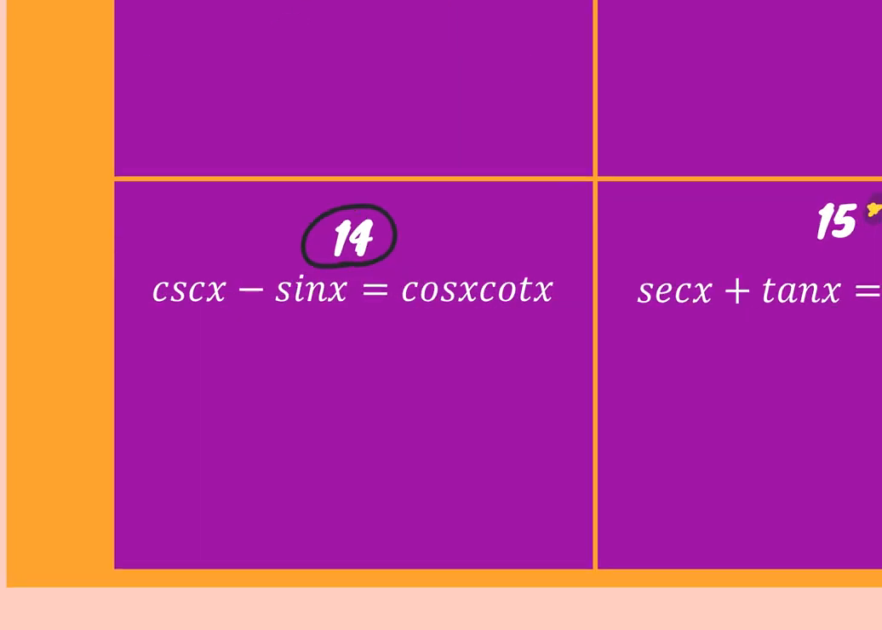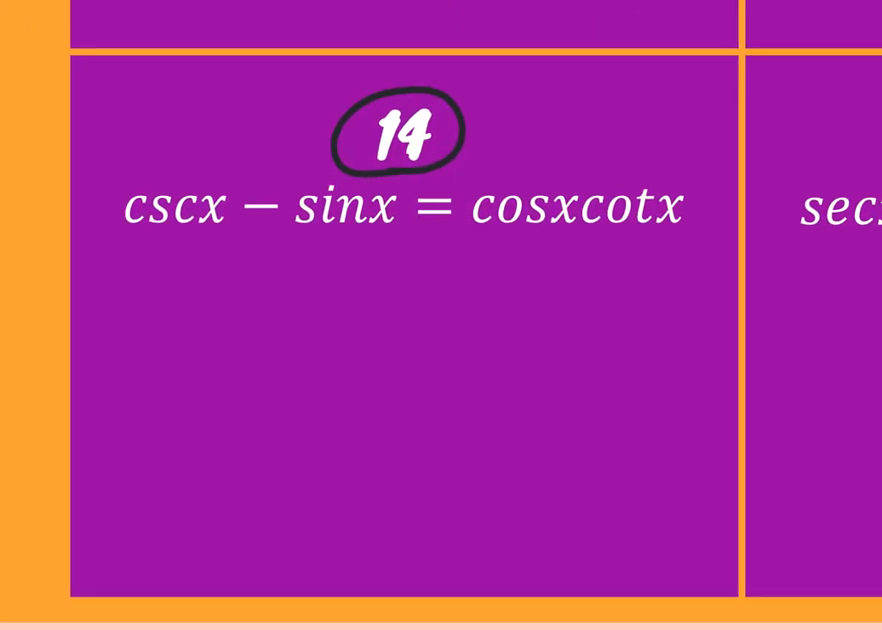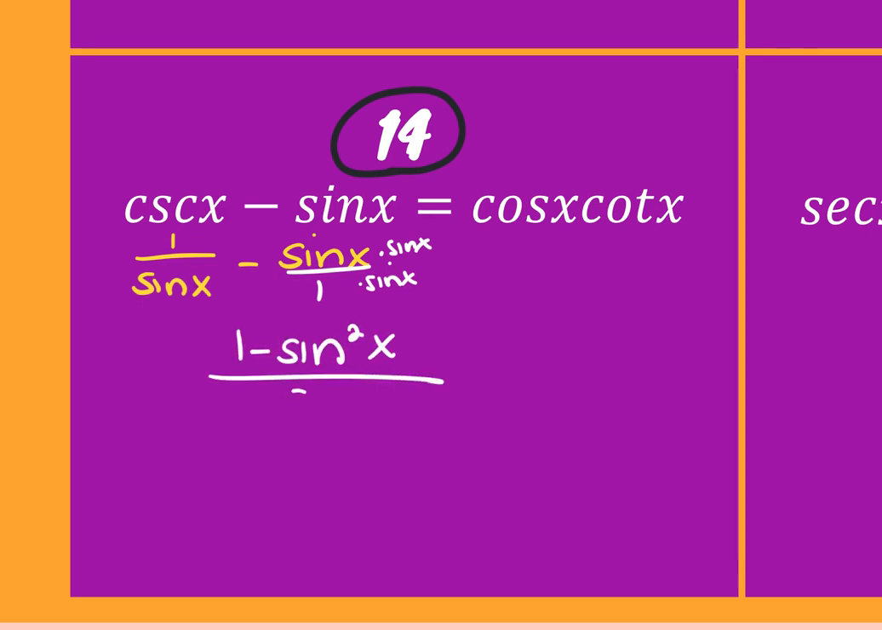Number 14 is cosecant minus sine of x equals cosine times cotangent of x. So you can actually start either side here, but because the left side is a difference, I tend to try to combine those. Cosecant would be 1 over sine of x minus sine of x. And in order to get the same denominator here, I'd have to multiply sine of x times sine of x. And I'd get 1 minus sine squared x over sine of x.